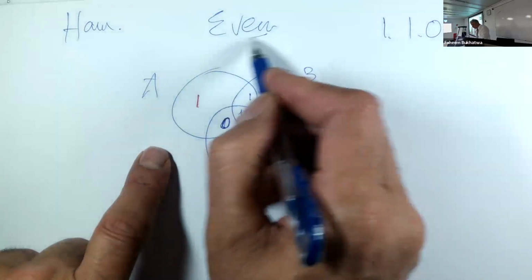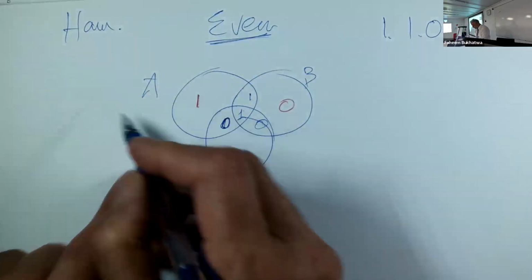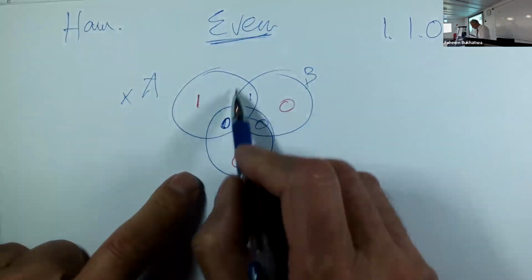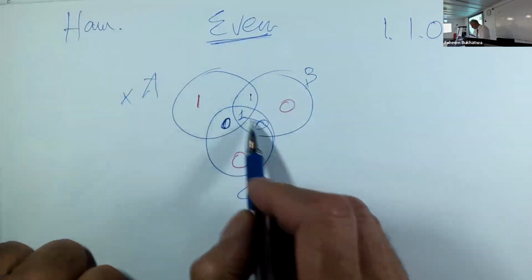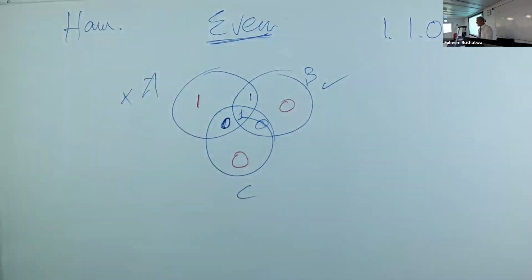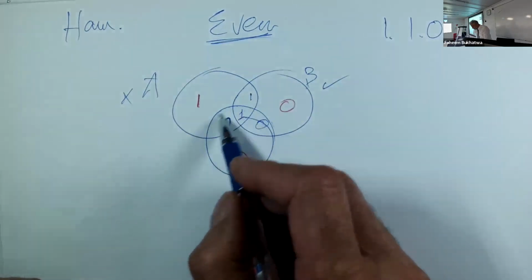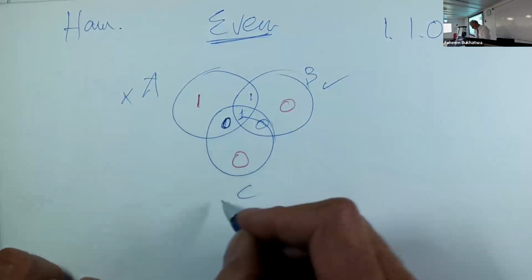That's odd. We are working with even. Oh, then A has a problem. Look at this one. Count B. 1, 2. That's wrong there. Let's go group C. 1. That's odd. That's something wrong.